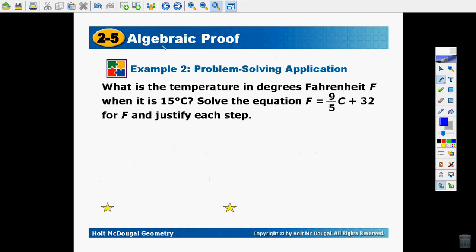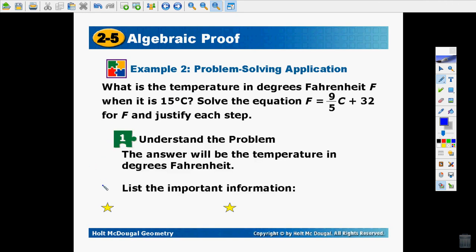Okay, this is an application problem, and it says, what is the temperature in degrees Fahrenheit? So our answer is going to be in Fahrenheit when it is 15 degrees Celsius. It gives us the equation to convert between Fahrenheit and Celsius. We need to justify each step when we solve the equation. Okay, remember we're trying to figure out Fahrenheit and we know Celsius.